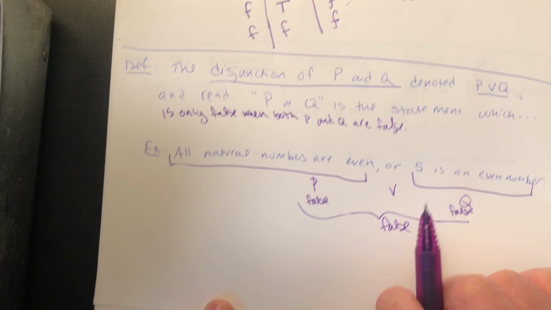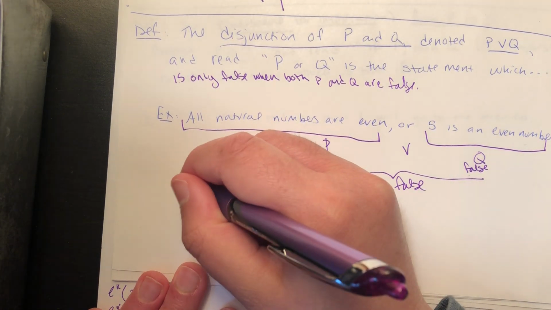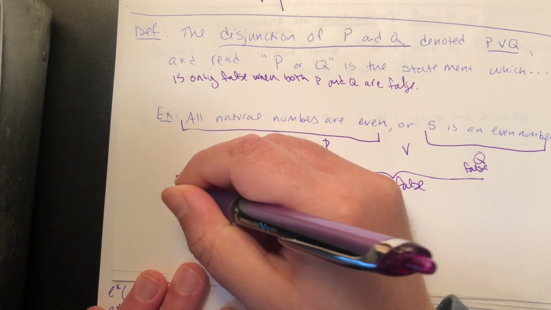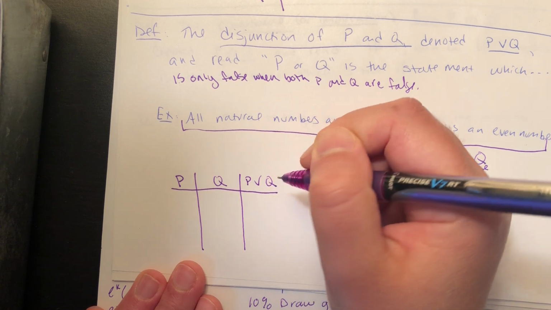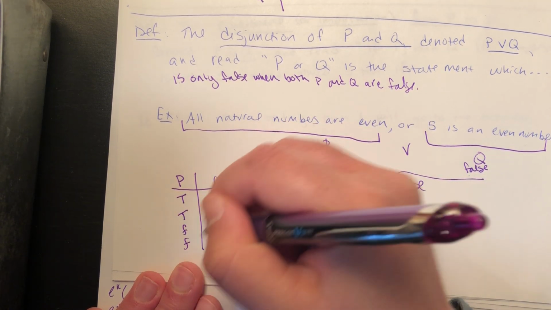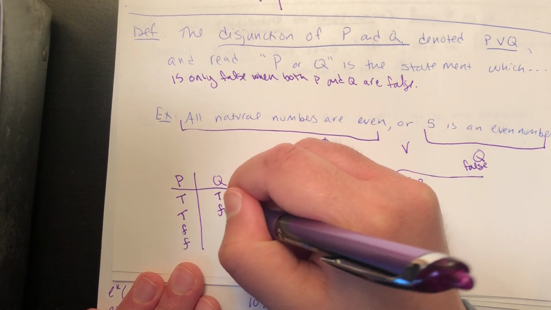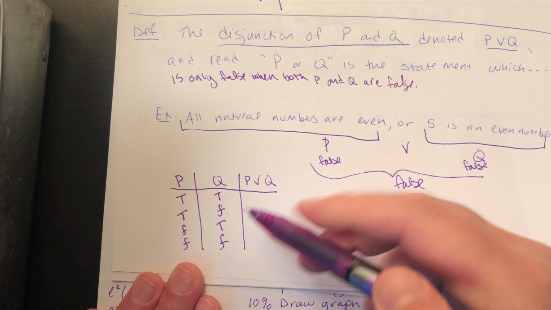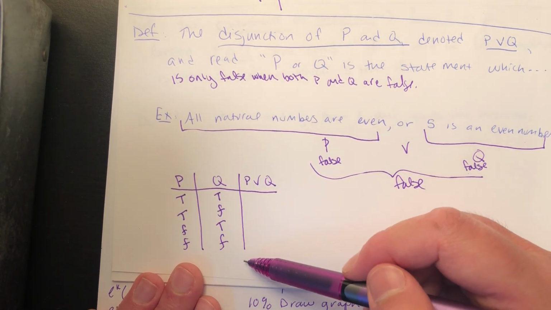And again, we can keep track of this a little bit more carefully in a truth table. We have P, Q, P or Q. I'm going to lay this out the same way I did the last one. This is a conventional way to do it. Start with true, true, false, false, and then alternate true, false underneath the Q. This gives you every possible combination of truth values for P and for Q.